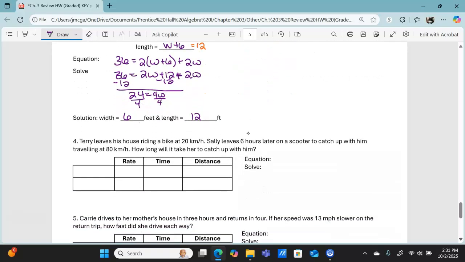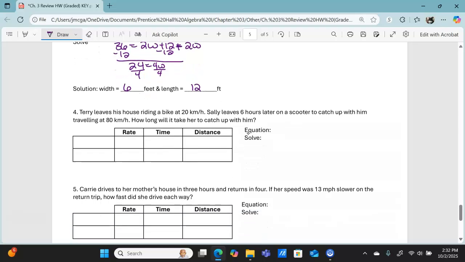Terry leaves his house riding his bike at 20 kilometers per hour. So this is Terry, because we have another person. He's going 20. Susan leaves 6 hours later. So I don't know his time. She is 6 hours later than that. Riding her scooter, and she's Sally, and she's going at 80 kilometers per hour. So again, this column fills in by multiplying the 2 columns before that.